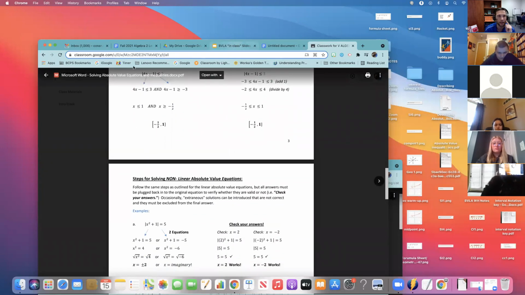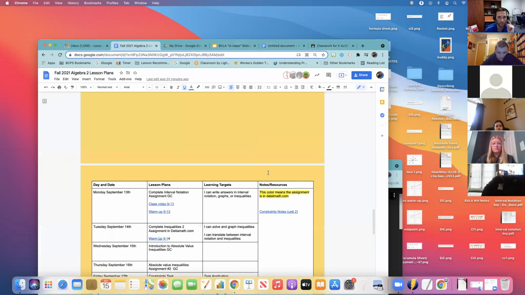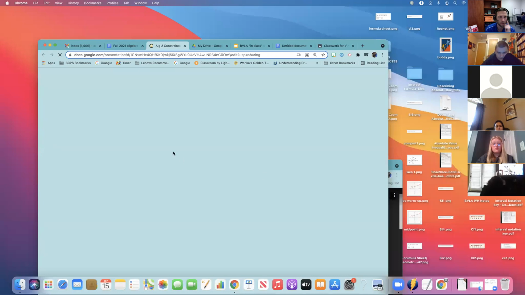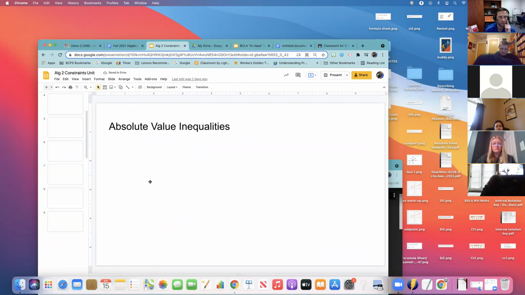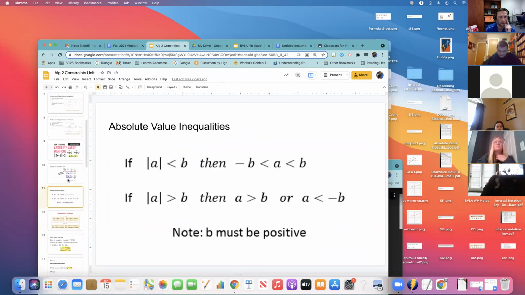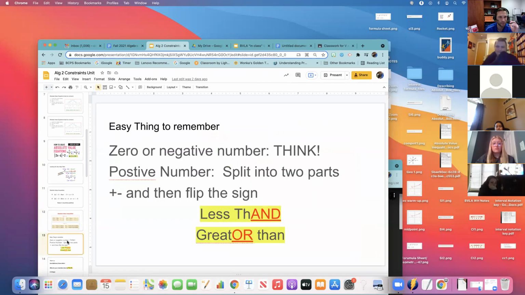Okay. Now let's see. There's these notes right here, Constraints Unit 2 notes. This is going over exactly what the chart said. If the absolute value is less than B, then I'm sorry, this is 0. If it's 0, then you're going to have these outcomes. I wouldn't even pay attention to this. This is really what it is.